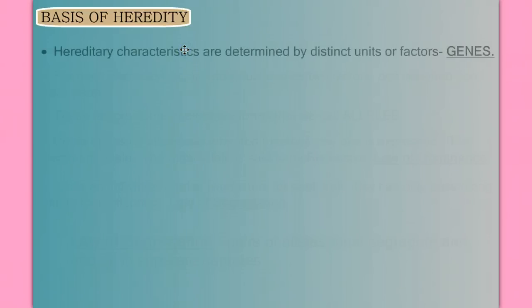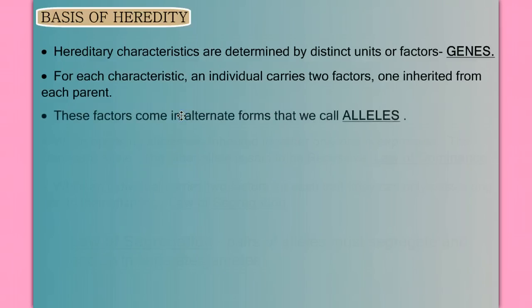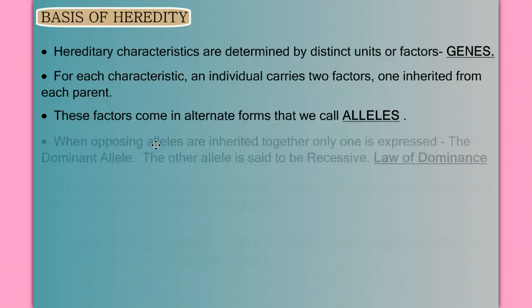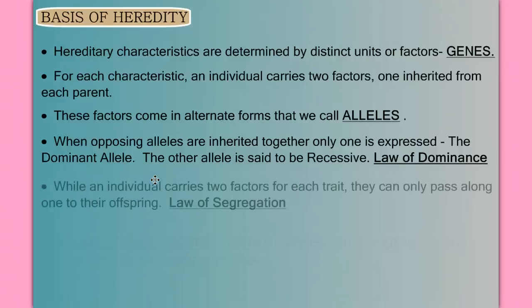1. Traits or characteristics are being controlled by distinct factors. We call them genes. 2. For each trait, a person carries two of these factors, one inherited from each parent. 3. These factors come in alternate forms that we will call alleles. 4. When opposing alleles are inherited together, only one is expressed, the dominant allele. The other allele is said to be recessive. 5. When an individual carries two factors of each trait, they can only pass along one to their offspring. We call this the law of segregation.